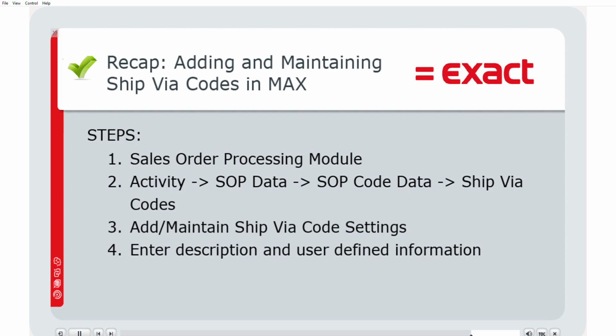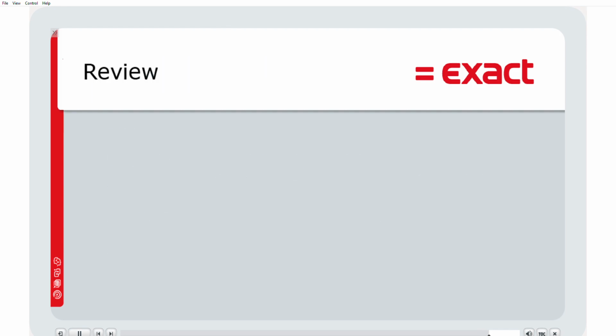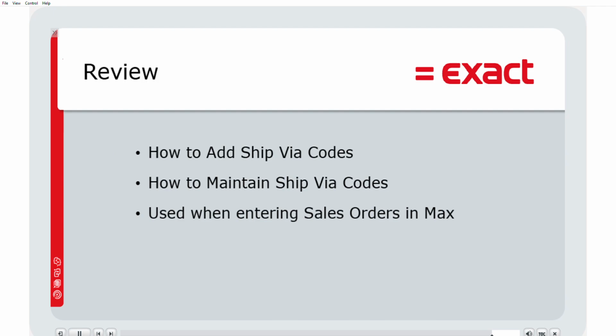The important steps to remember in this process are setting the code, defining an appropriate description, and adding any optional user-defined information for the code in question. During this lesson, you have learned how to add and maintain Ship via codes in the Sales Order Processing module of MAX. These codes are entered along with new sales orders at the time of entry.